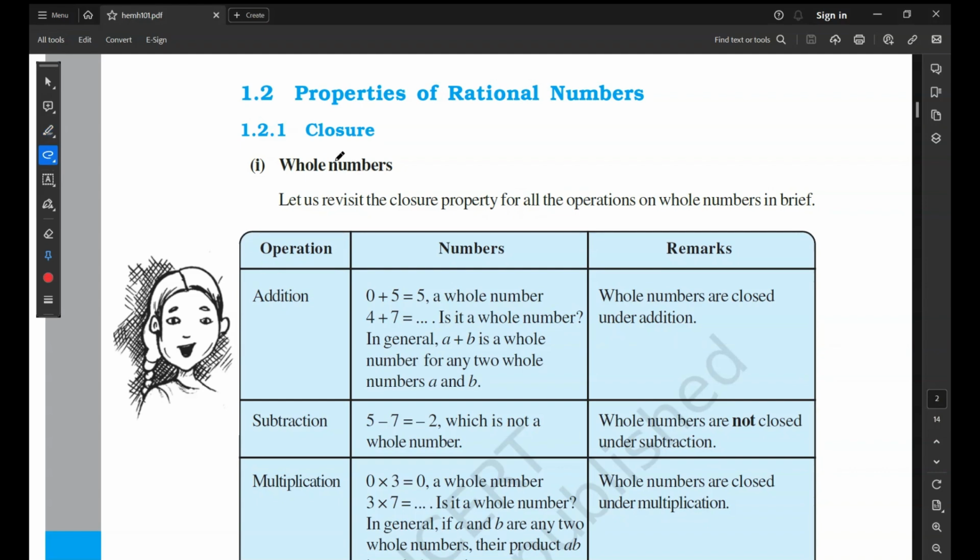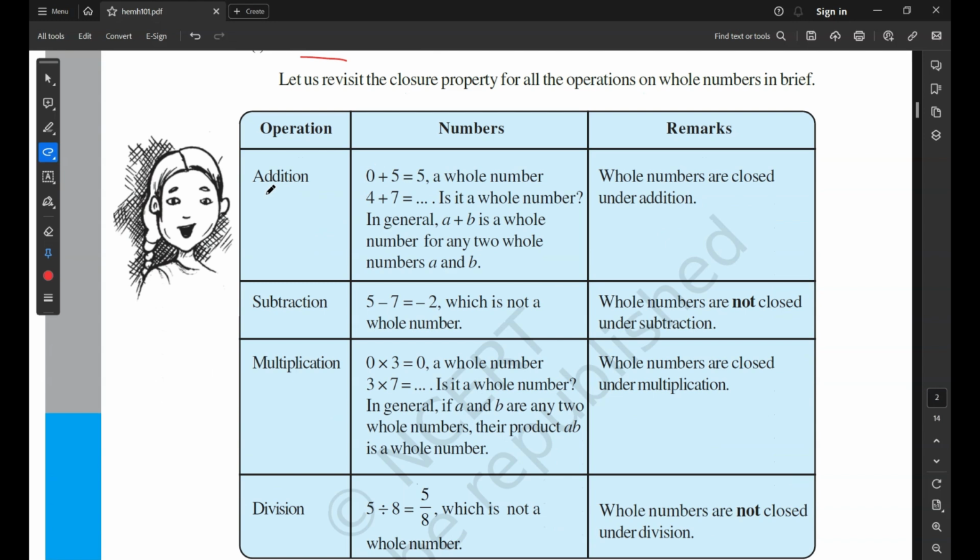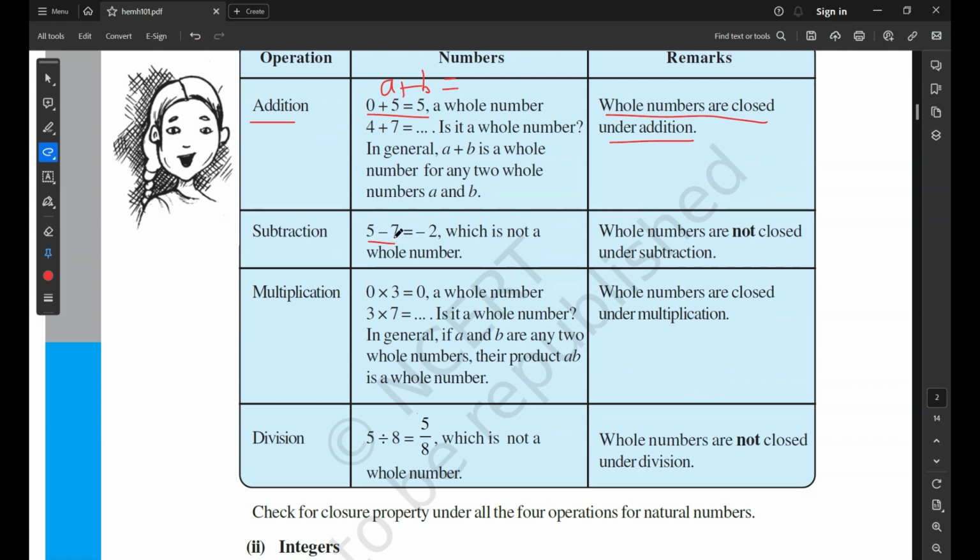So now let's talk about the properties of rational numbers. The first property is closure property, and in that we are going to talk about whole numbers first. For whole numbers, addition goes like a plus b is equal to the same kind of answer. For example, 0 plus 5 we get 5. So whole numbers are closed under addition. In subtraction, 5 minus 7 will be minus 2, which is not a whole number, right? So whole numbers are not closed under subtraction. If you are not getting a whole number, it will not be closed under that particular property. As we are getting a negative integer value, it is not a whole number. So they are not closed under subtraction.